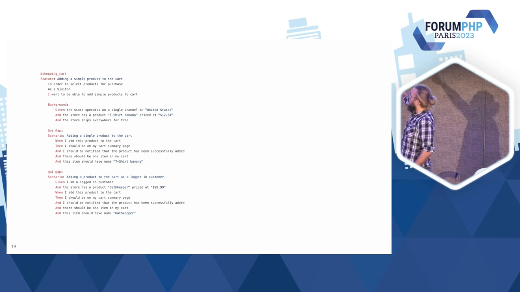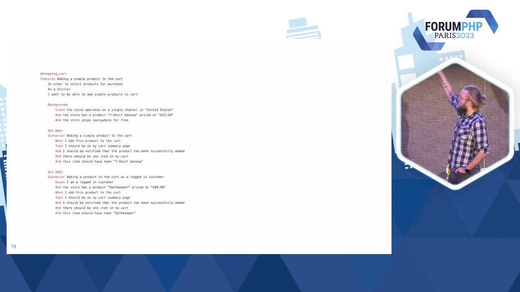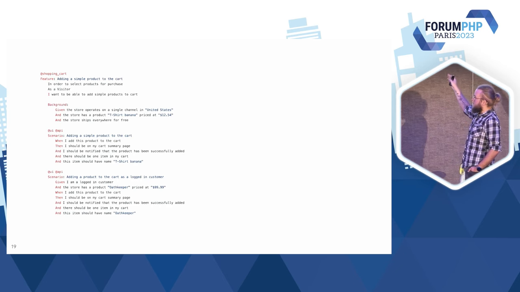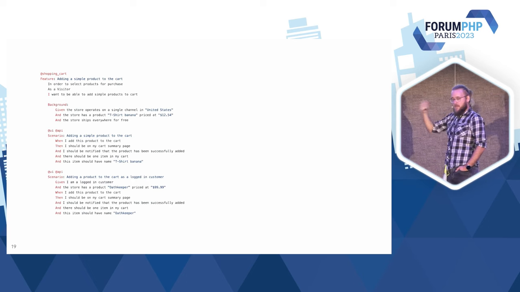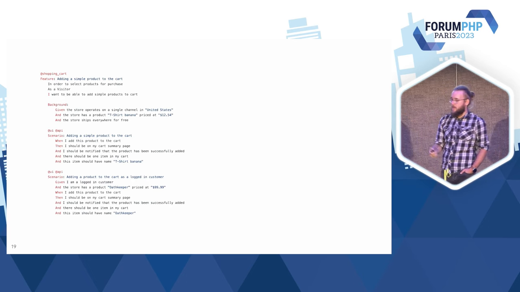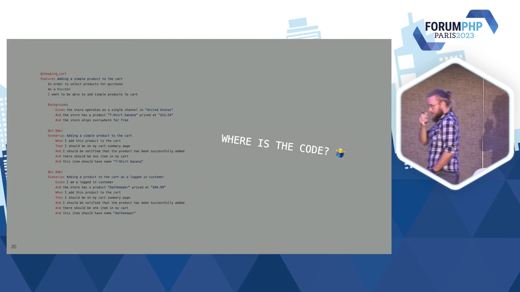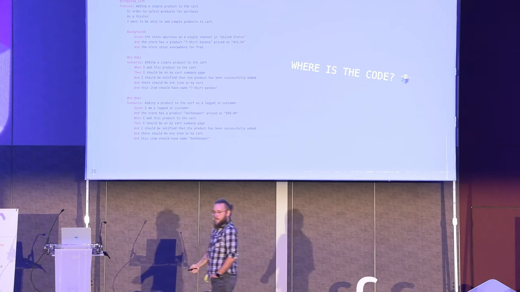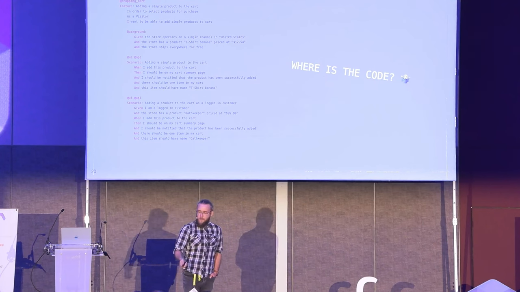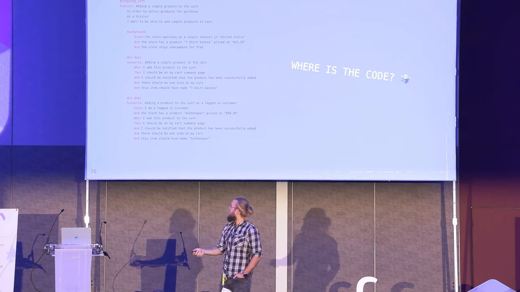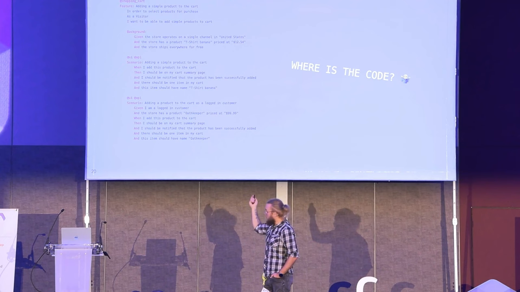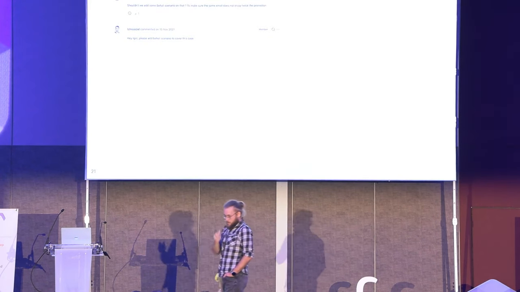So we have some kind of background, some kind of scenario of what is happening in the application. But at first sight, when we are new to the project and jump into something like this, the first question is, where is the code? Where is the code? What the hell is this? This is some kind of story. I don't want to talk about it. I would like to write the code.